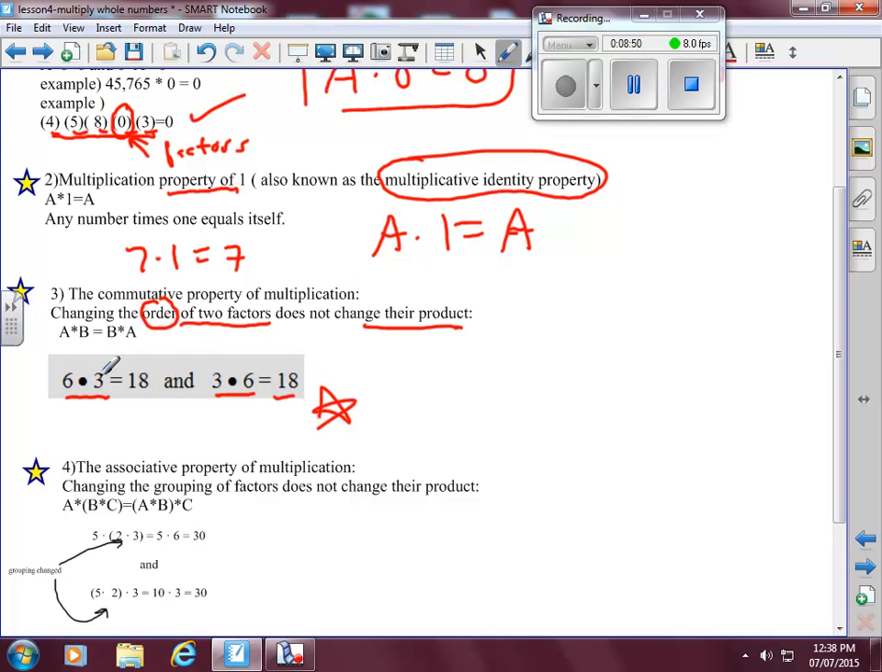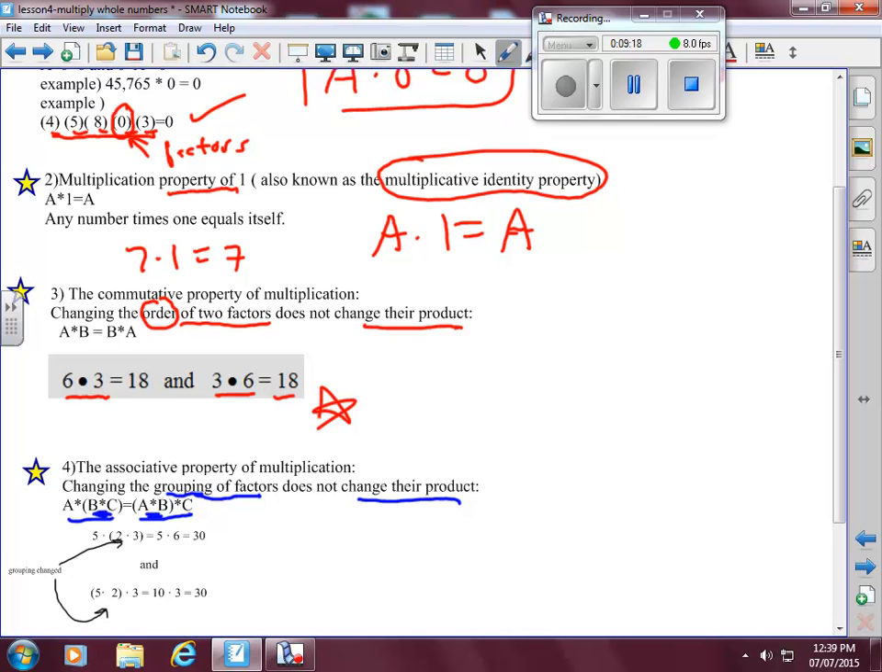6 divided by 3 and 3 divided by 6 will yield two totally different answers. So we're developing the legalities. What's a legal maneuver when you're operating on certain quantities? The associative property of multiplication, changing the grouping, keyword grouping, of factors does not change their product. So A, B, C, but notice here B and C are grouped together, and here A and B are grouped together.